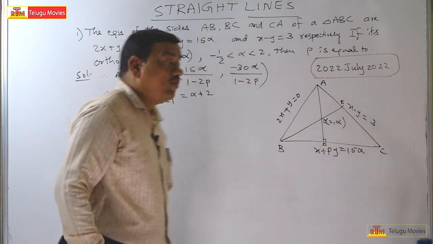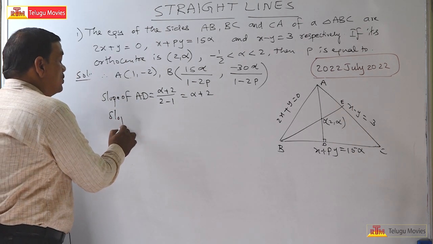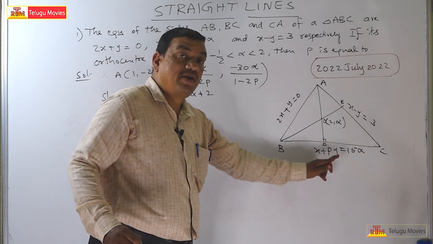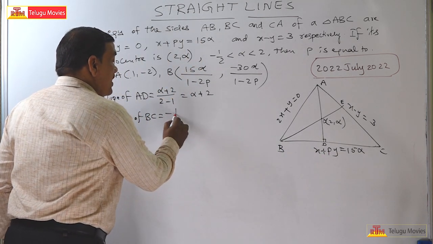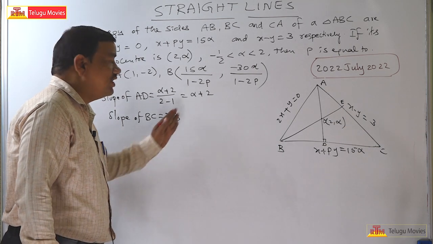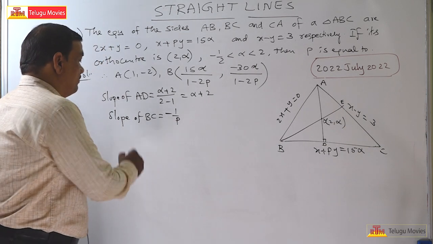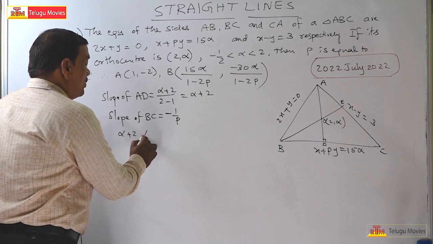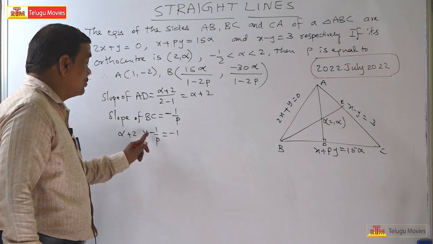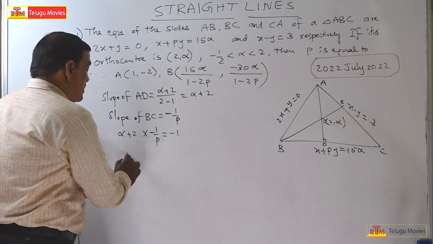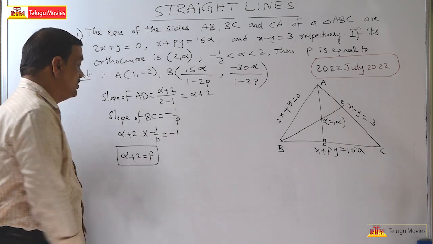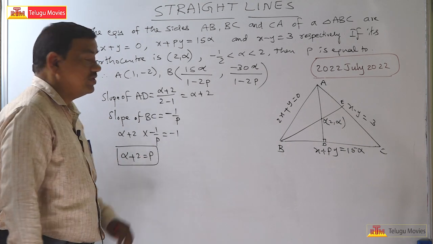What is the slope of BC? The slope of BC is given by minus A by B, that is equal to minus 1 by p. We know the product of these slopes is equal to minus 1. Therefore, (alpha plus 2) into (minus 1 by p) is equal to minus 1. So minus minus cancels, and alpha plus 2 is equal to p. So this is the equation we got: alpha plus 2 is equal to p.